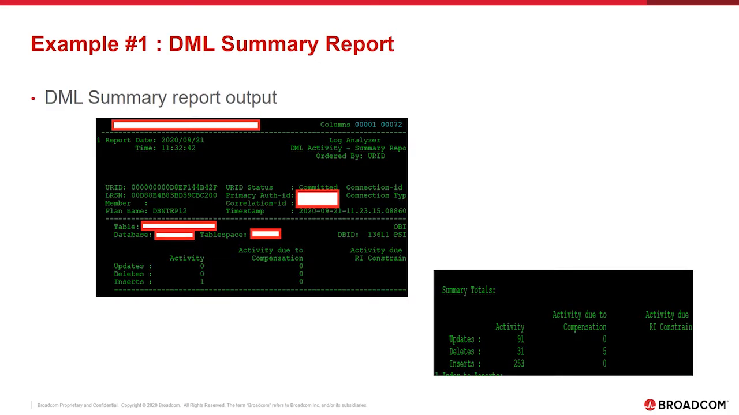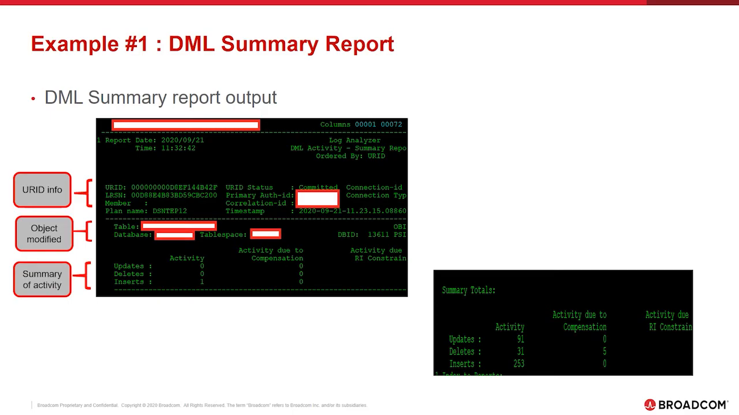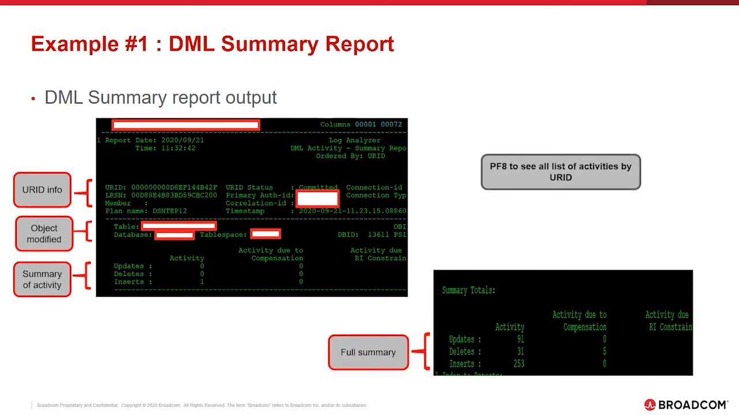So this is the DML activity summary report we got for the time and log range we gave to Log Analyzer, which is ordered by the unit of recovery. The URID section gives us plenty of information on where it came from, who did it, where and when, over which object, and the numbers for the activity done by the specific URID. And if we PF8, we shall see many more sections of the same format for all of the URID. At the end, we shall reach the full summary of all of the completed activities.